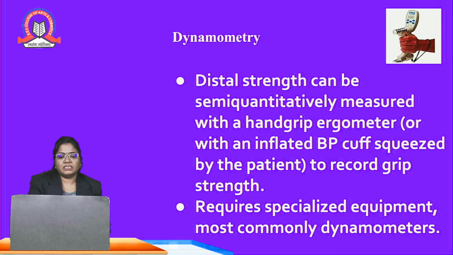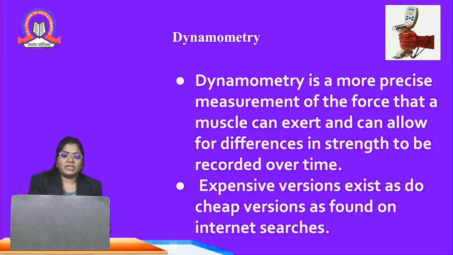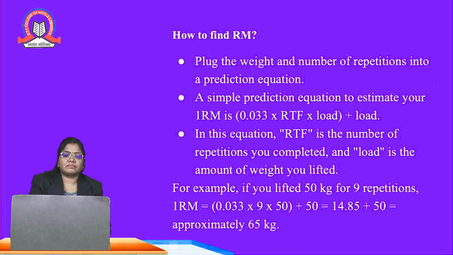Dynamometer is a more precise measurement of the force that a muscle can exert and can allow for differences in strength to be recorded over time. Expensive versions exist, as do cheap versions as found on internet searches. So the dynamometer is available on the internet also. Dynamometer is used to find the measurement of the muscular strength or grip strength. According to that we can measure the muscular strength.